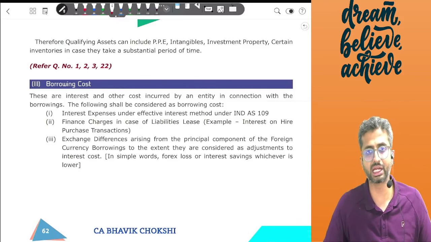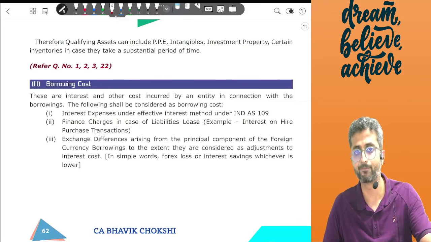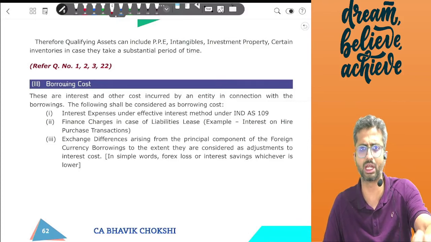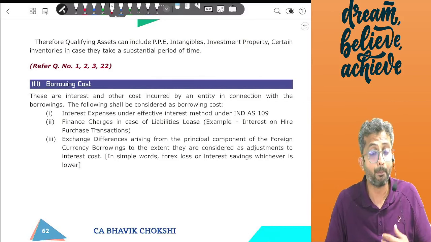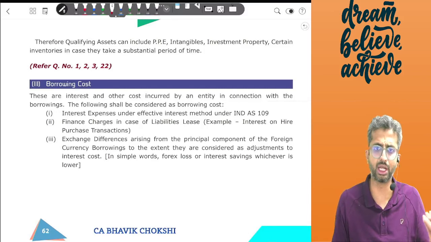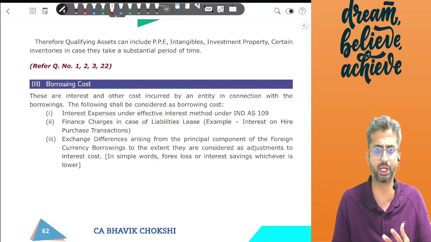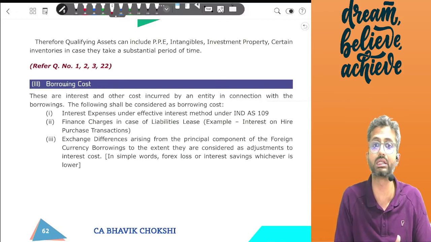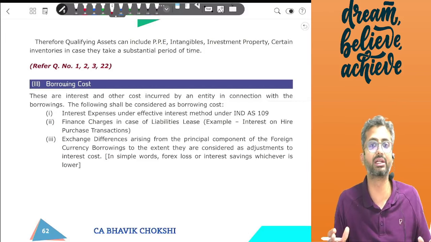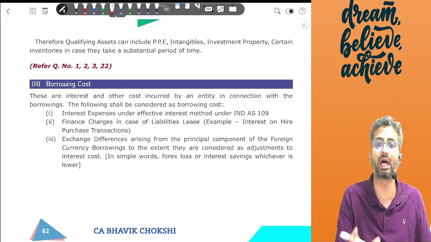The most classic example of a borrowing cost is coupon interest that you pay on a loan, say a 100 rupees loan at 10% interest. That is a classic example of a borrowing cost. However, borrowing cost is a wider term than interest, and hence it covers even other items, like, for example, discount on issue of a zero coupon bond, or processing fees or transaction charges in case of a loan. These are also costs connected to the borrowing and hence will be a part of the larger heading of borrowing cost.